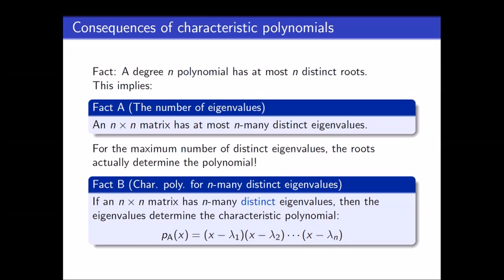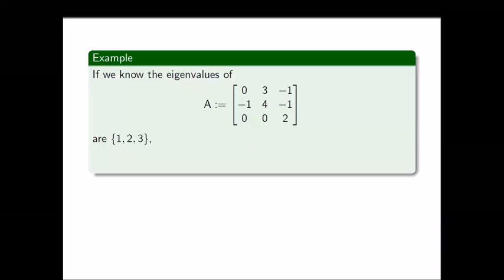So if a matrix A has the maximum number of distinct eigenvalues, that is n eigenvalues, where n by n is the size of the matrix, then the roots actually determine the polynomial. In other words, the characteristic polynomial is just given by x minus lambda 1 times x minus lambda 2, and so on till x minus lambda n, where lambda 1, lambda 2 through lambda n are the distinct eigenvalues that we just mentioned. Let's look at an example.